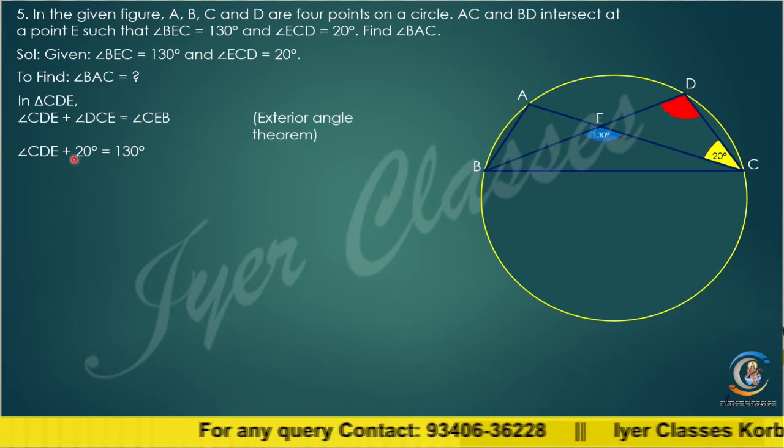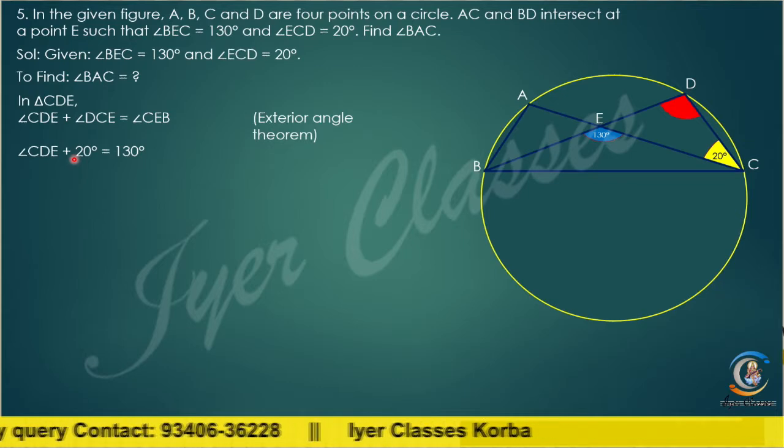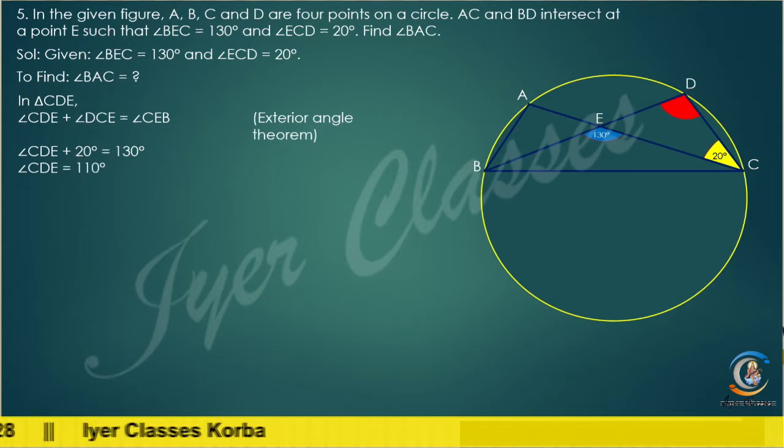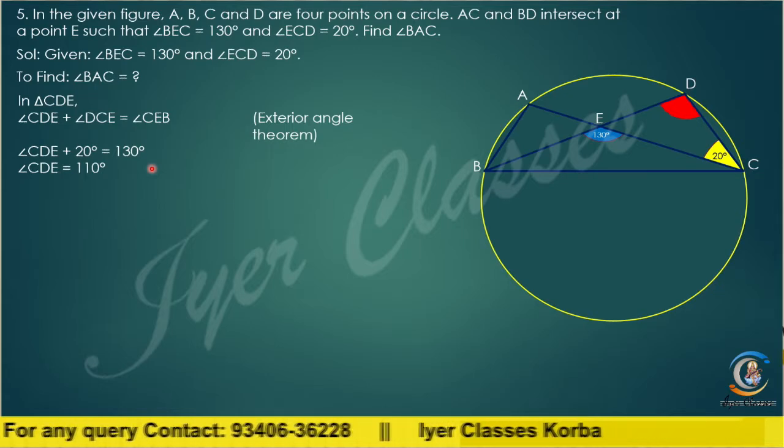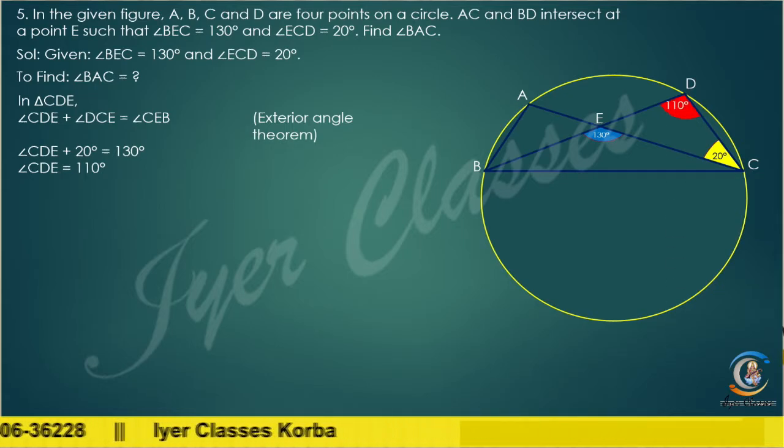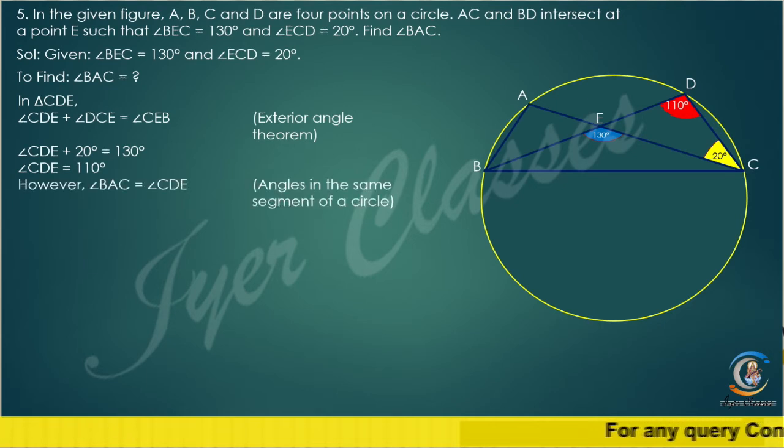So what is the measure of angle CDE? The measure of angle CDE is equal to 110. So the red angle is equal to 110. Right? You are supposed to find out the angle BAC. What is this angle BAC?